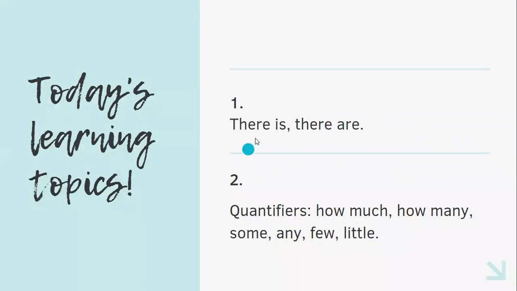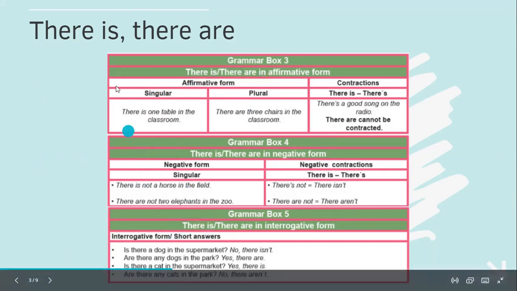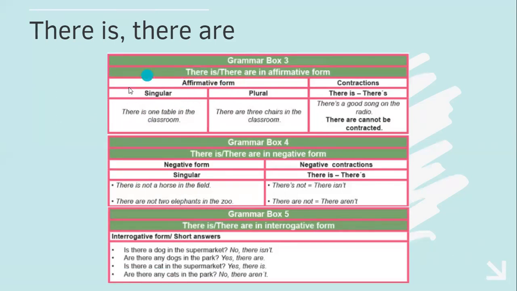Today we're going to learn about there is and there are, as well as quantifiers. So here we have a grammar box that explains the use of there is and there are. Okay, we have the affirmative form, the negative form, and the interrogative form. Starting with the affirmative form, it is important to know that there is for singular and there are is for plural, okay? There is one table in the classroom and there are 3 chairs in the classroom, okay?